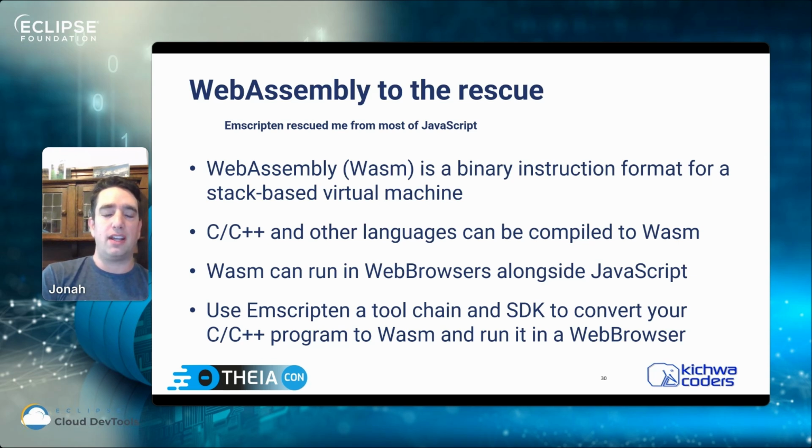So WebAssembly is a binary instruction format for a stack-based virtual machine. But what it really means is it's a format that can run in the same engine as JavaScript. And many languages, but for my interest, C and C++, can be compiled to WebAssembly. For this project, we used Emscripten as a toolchain, an SDK, to convert the GDB program into WASM and run it in the web browser.